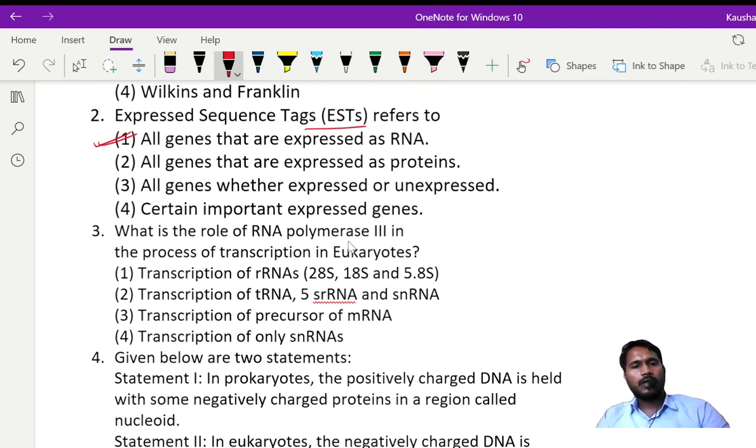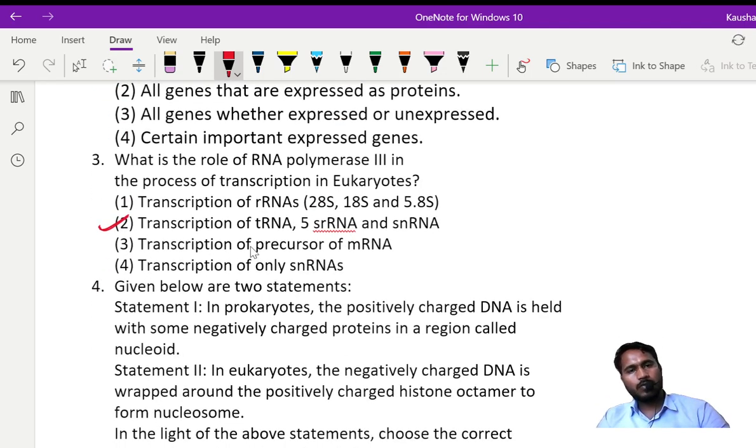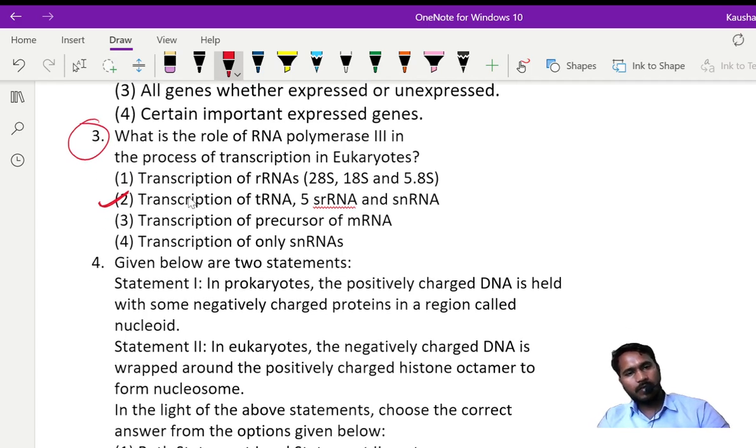What is the role of RNA polymerase 3? Remember it? 3 is for the tRNA. Again, this is the second time they are asking, or third time, I think. Same question. The RNA polymerase functions are very important.